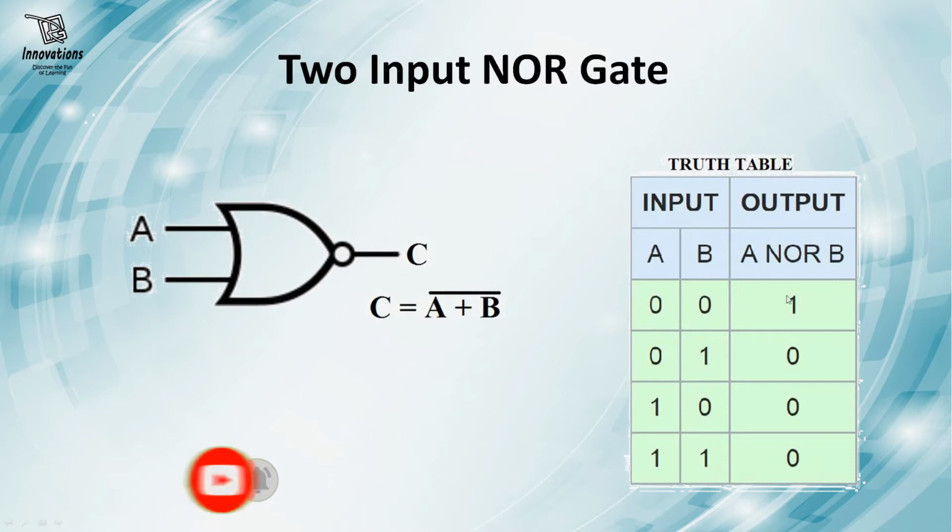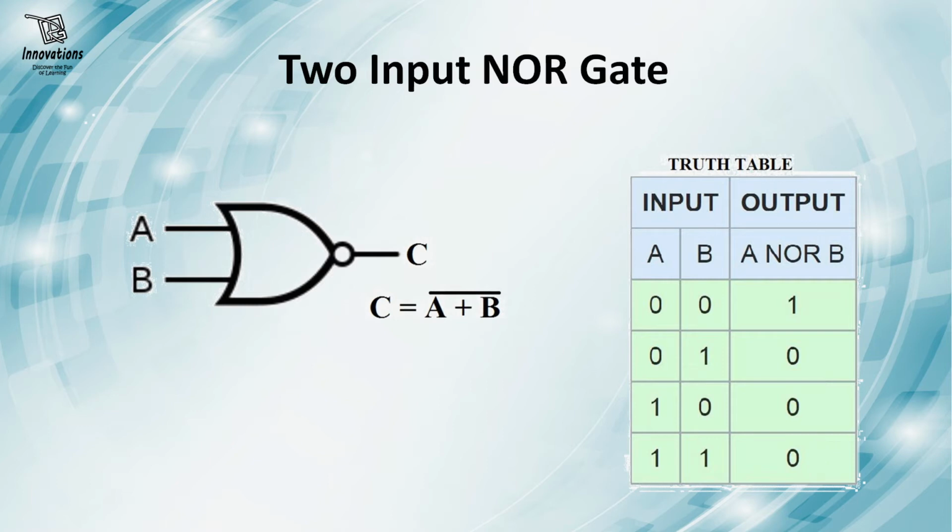When both the inputs are 0, output is 1. Input 0 1, output 0. Input 1 0, output 0. Input 1 1, output 0. So the only case the output is 1 is when both the inputs are 0, and in all other input combinations, the output is 0.